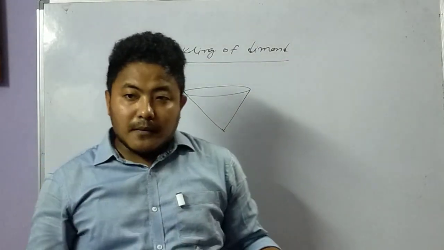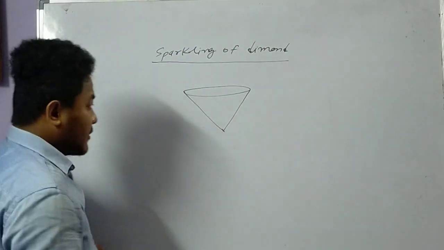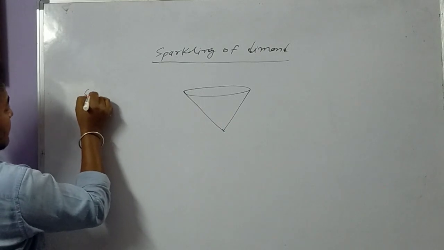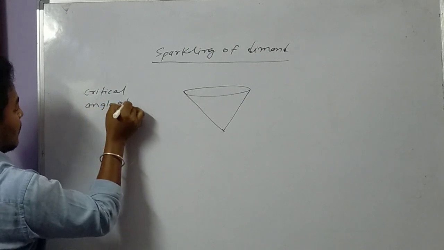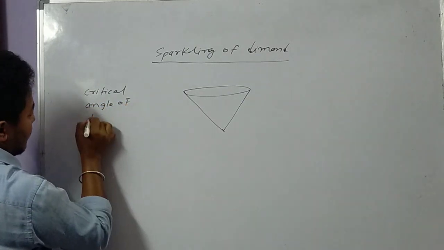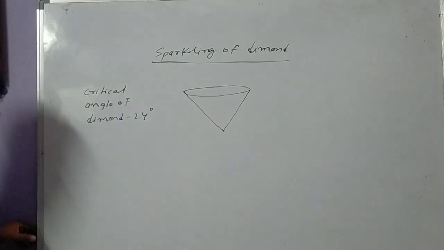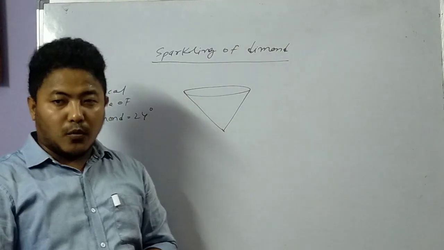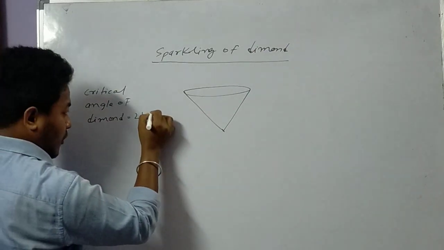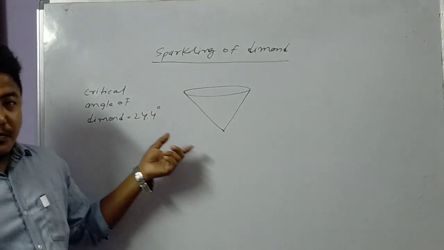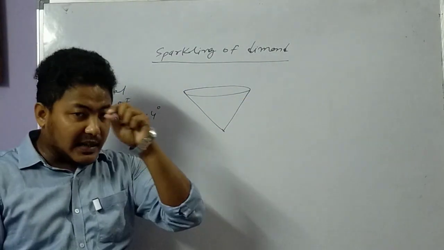So in case of diamond, the critical angle for diamond is very less, about 24 degrees. 24 point something, 24.4 or so. I don't have the exact value; I'll correct it in the next class. It may be 24.4 degrees, the diamond's critical angle. So it is very less.